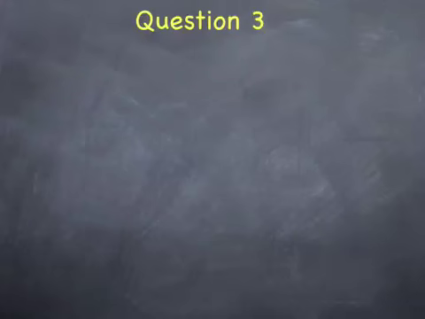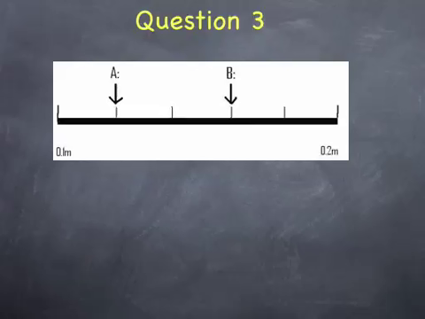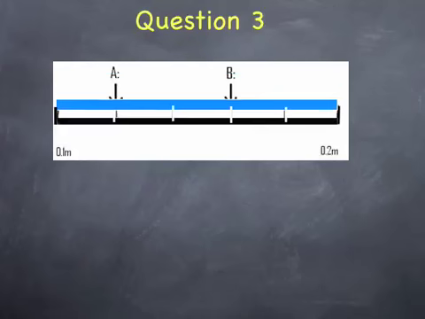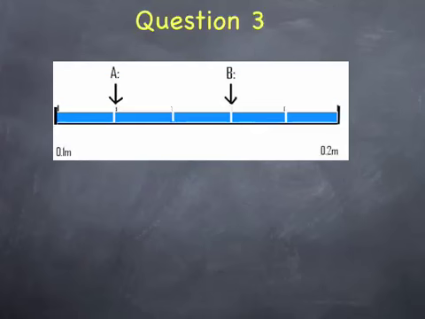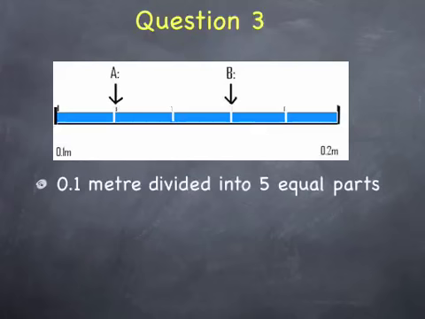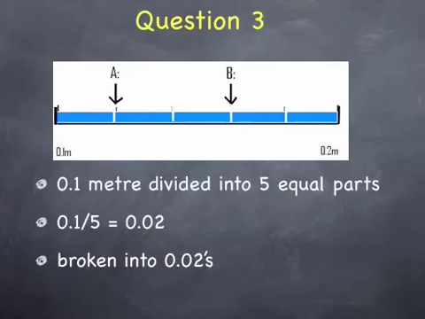Question 3. There it is. Press pause and press play when you're ready to check. Okay, so using my method, the length of this is 0.1 meters. So the jump from the start to the end is 0.1 meters, and it's been divided into 5 parts. So I just type in 0.1 divided by 5 equals, and I get 0.02. So every little jump is another 0.02.